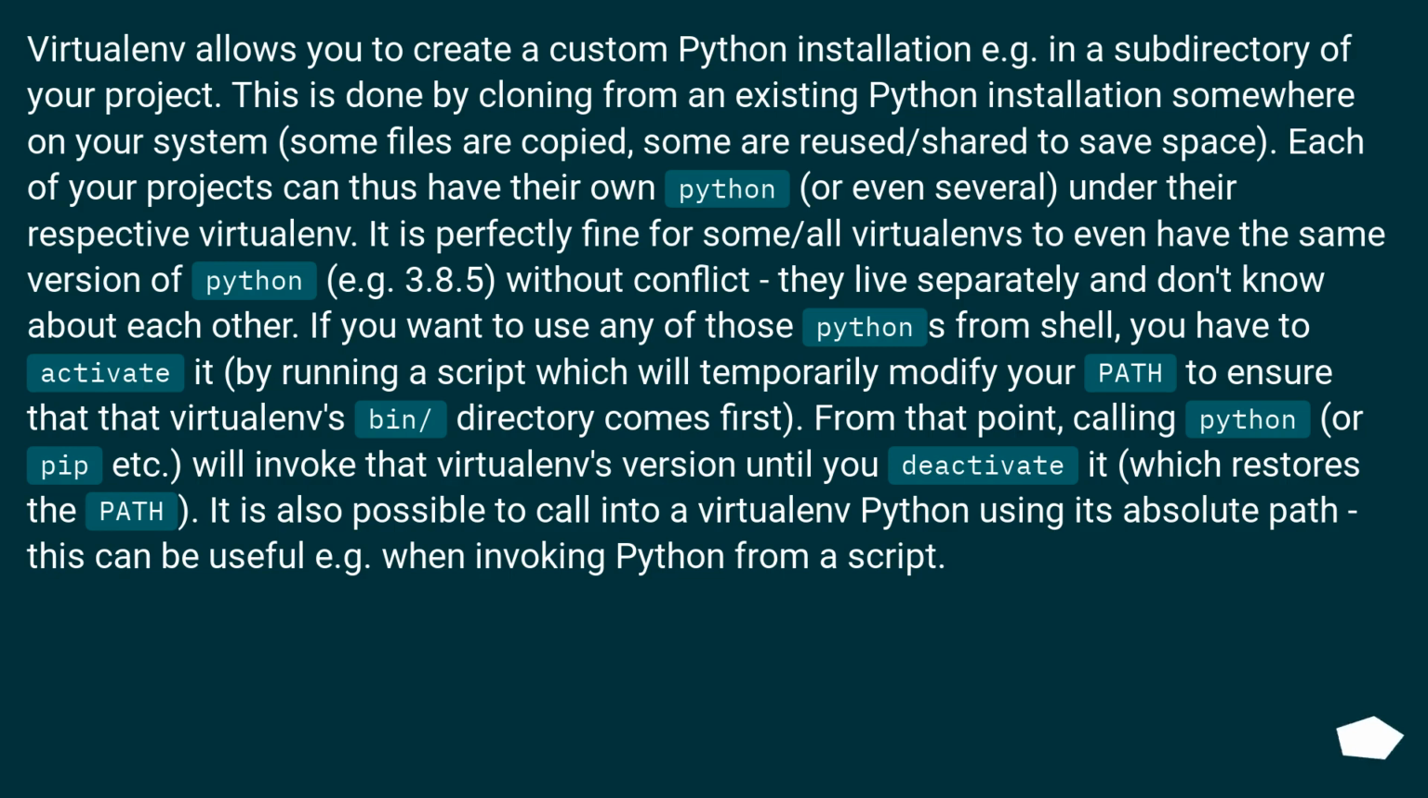If you want to use any of those Pythons from shell, you have to activate it, by running a script which will temporarily modify your path to ensure that the virtualenv bin directory comes first. From that point, calling Python, or pip etc., will invoke that virtualenv version until you deactivate it, which restores the path. It is also possible to call into a virtualenv Python using its absolute path. This can be useful, for example, when invoking Python from a script.